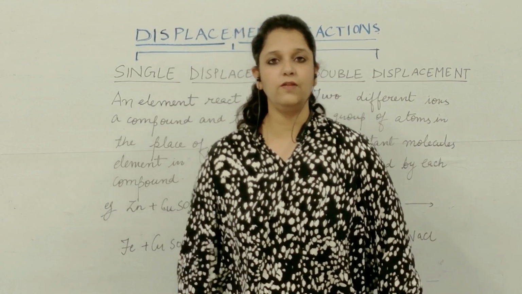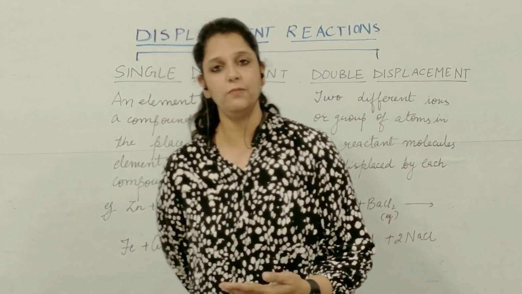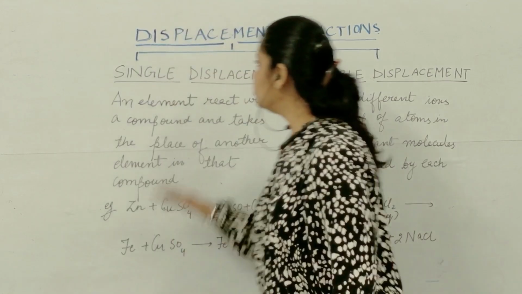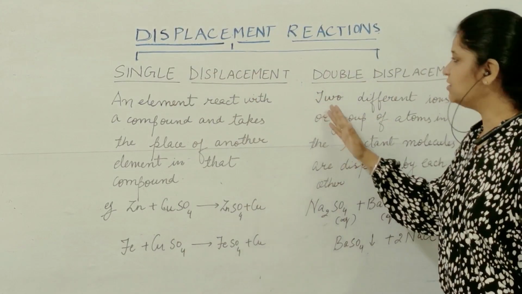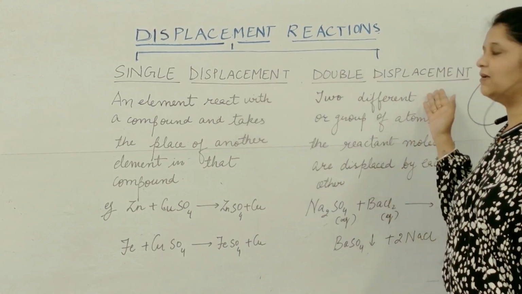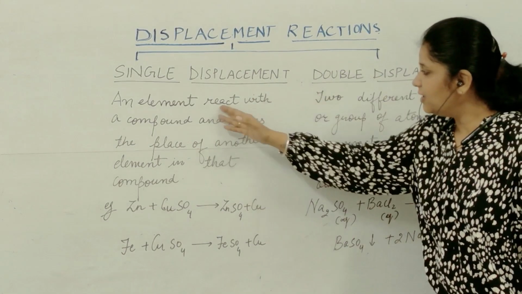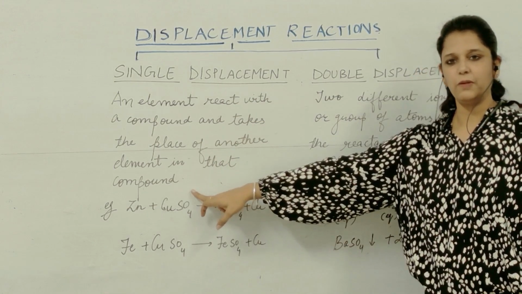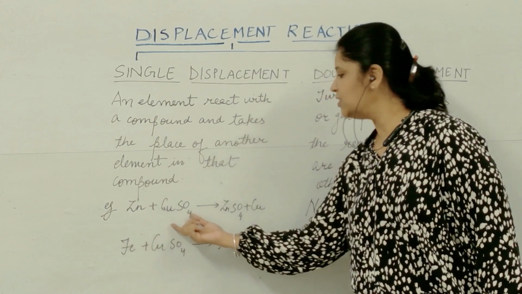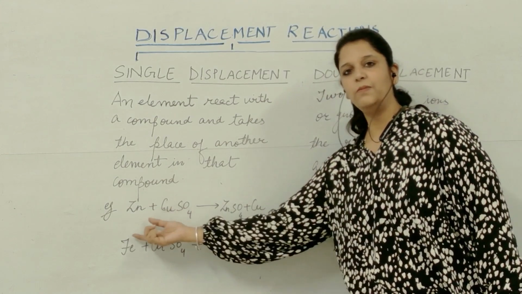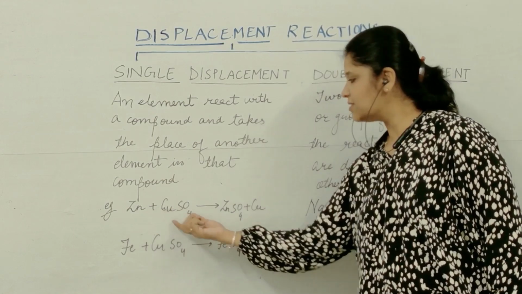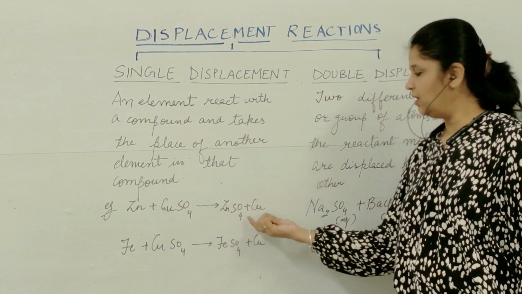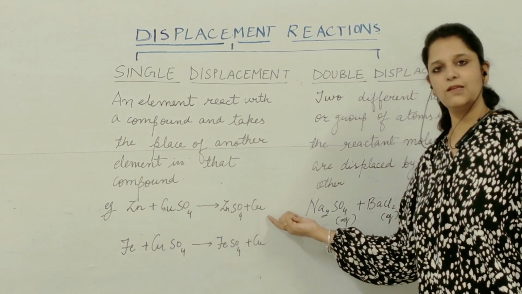When a more reactive element displaces the less reactive element in a compound, we call it a displacement reaction. There are two different kinds of displacement reactions: single displacement and double displacement. An element reacts with a compound and takes the place of another element in that compound. Like zinc, when it reacts with CuSO4. Zinc, being more reactive, will combine with sulfate and form zinc sulfate, ZnSO4, and copper metal will separate.